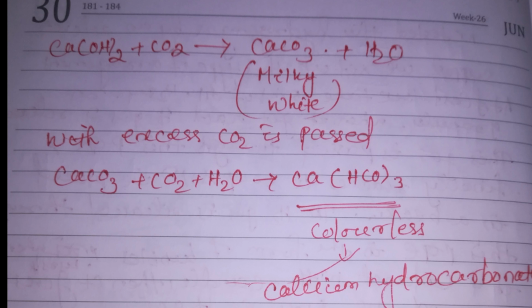When carbon dioxide is passed through calcium carbonate, then calcium hydrogen carbonate is formed, and it is colorless like water.